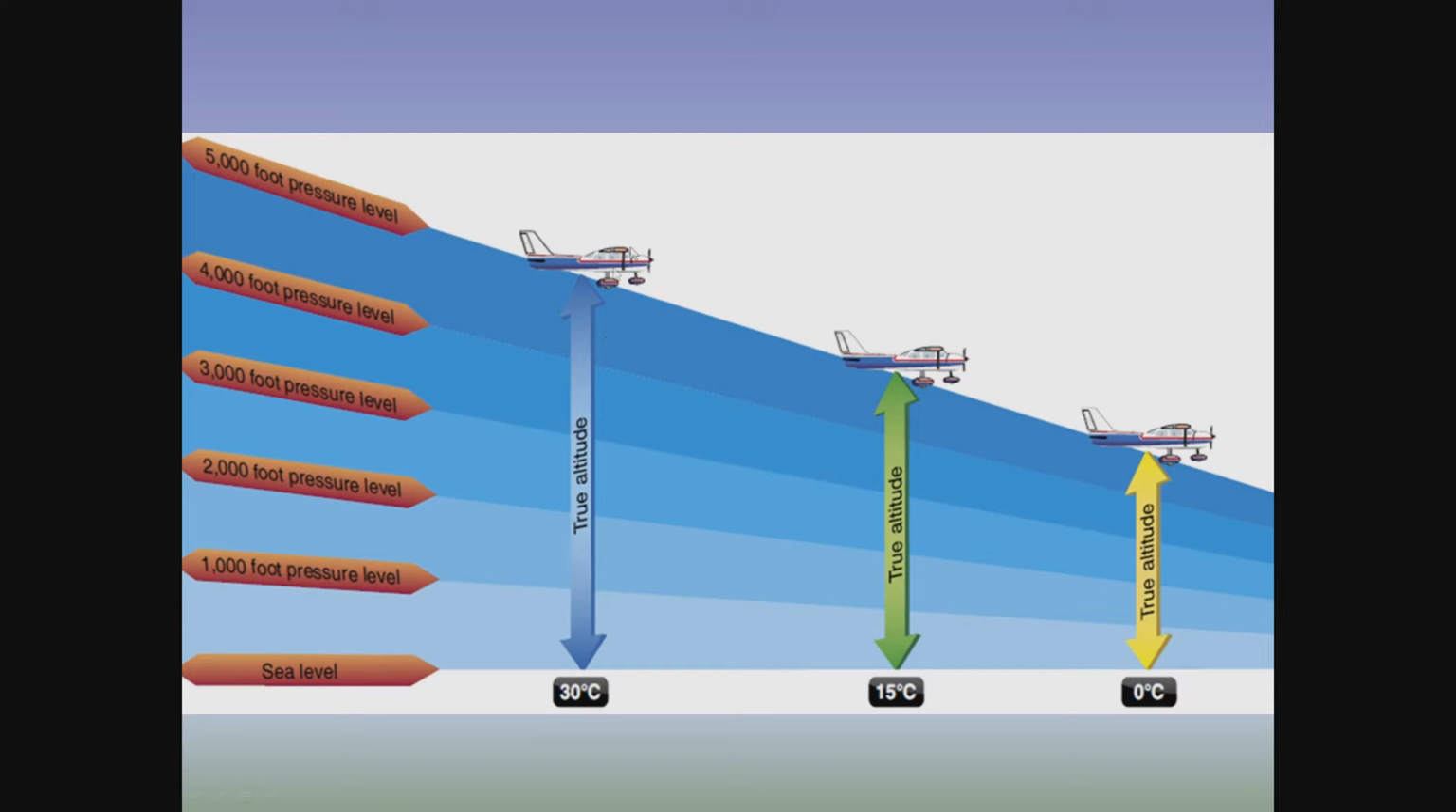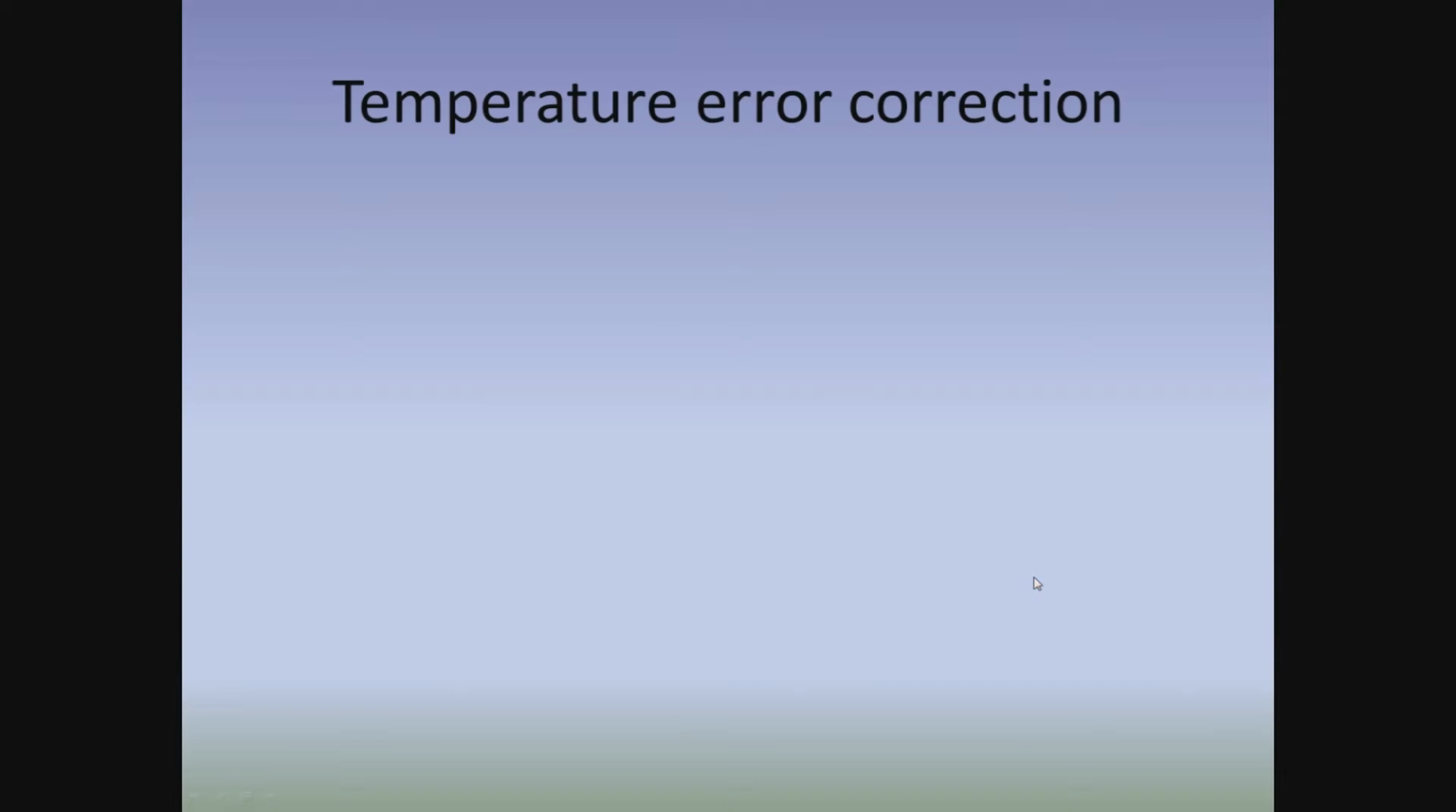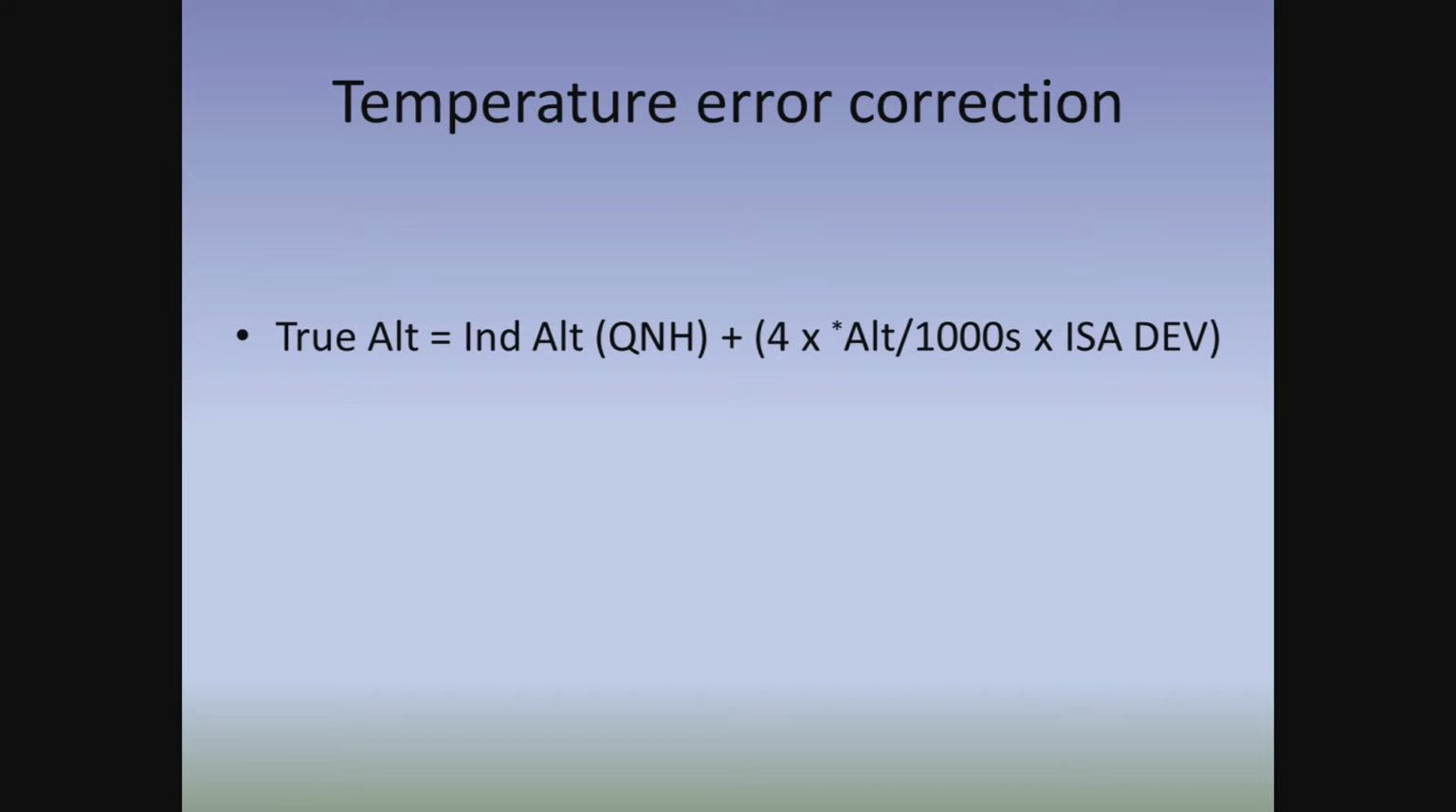Now, having a temperature which is higher than ISA is a good thing. Having a temperature which is lower than ISA is clearly not very good. So how do we calculate this? Well, we need to use something called the temperature error correction equation, and this is it. It looks a bit daunting, but it really isn't.